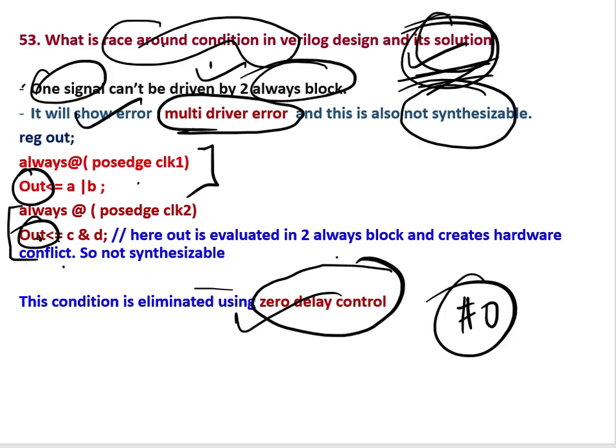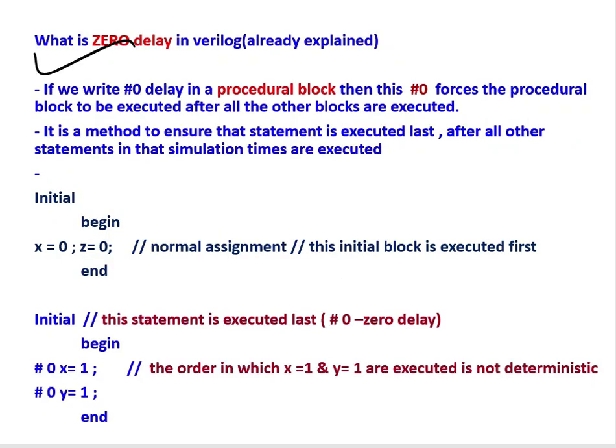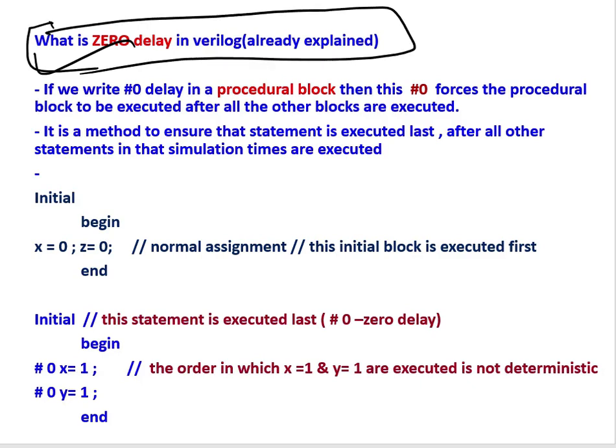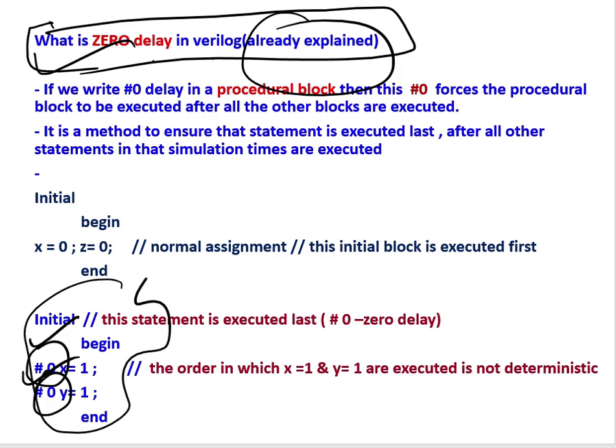Next one is what is zero delay. Sorry, I had already explained this one. Zero delay in Verilog is nothing but using hash 0. If we write hash 0, then the system will get to know that this procedural block will be evaluated at the end, after the first initial block.